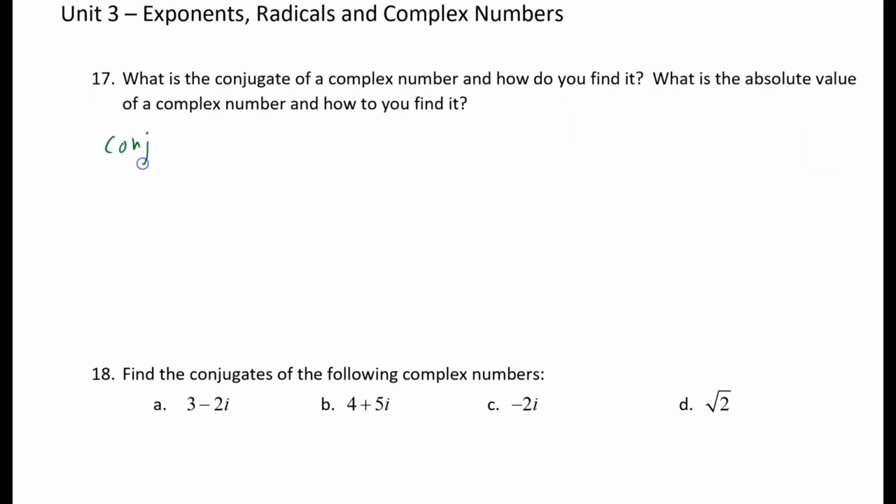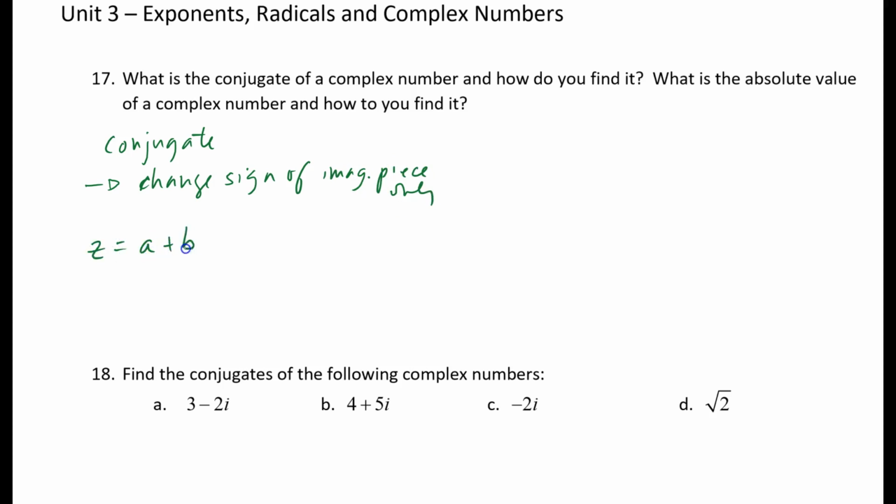Okay, so the conjugate of a complex number, pretty straightforward. All you do is change the sign of the imaginary piece only. So if we have a generic complex number a plus bi, the conjugate, which we will denote with a bar over the top, is going to be the same real piece, but just change the sign of whatever the coefficient of the imaginary piece is.